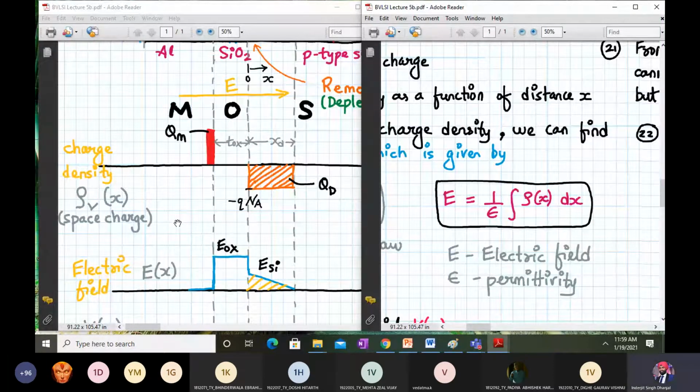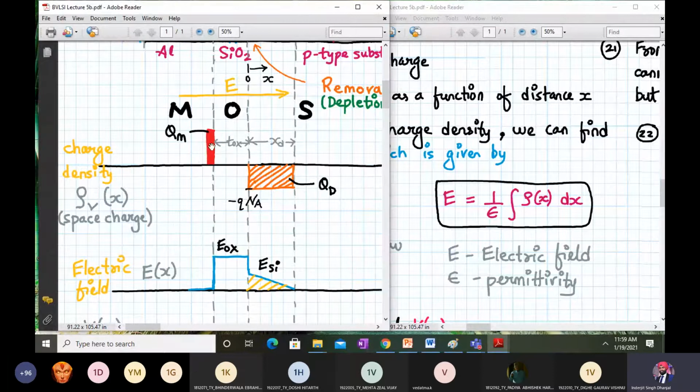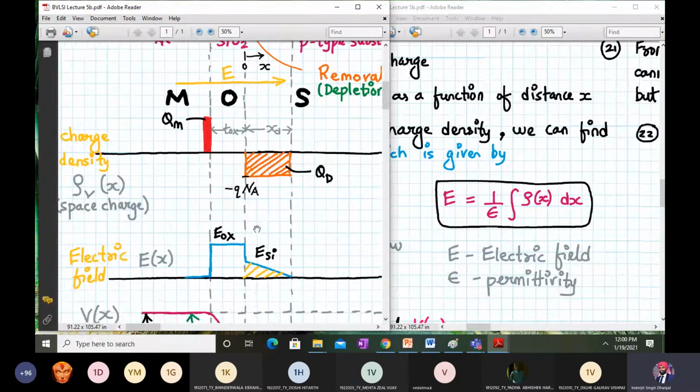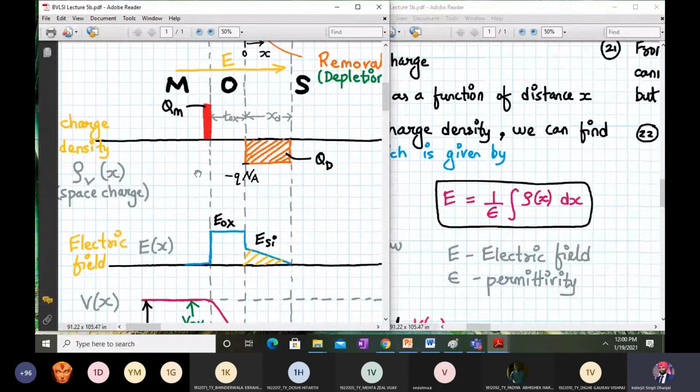So to draw the electric field, an impulse charge gives you a unit step, so we'll have this unit step. The electric field is directed in the positive x direction, because you have a positive charge over here and a negative charge over here. The electric field will be directed from left to right, as indicated by this yellow arrow. Now comes the little bit tricky part.